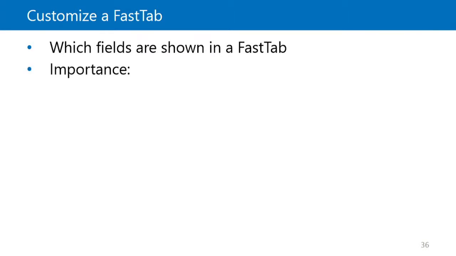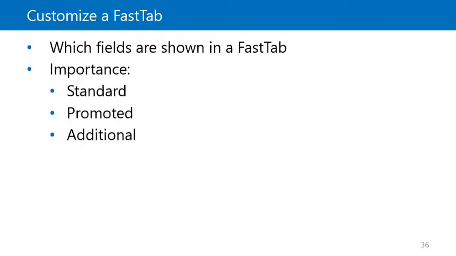Now, very important and also very interesting is that we can assign the importance of a specific field. And we have a standard importance, we have a promoted importance, and we have also additional fields. And I will use some examples to explain what these importances mean. And then also very interesting, and also this is something that I will explain, is the quick entry function. So let's make some examples.